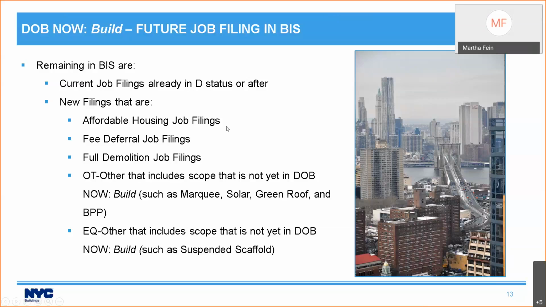Also remaining in BIS are affordable housing job filings, fee deferral job filings, full demolition job filings, other job filings that include scope that's not yet in DOB NOW: Build. That's things like marquee, solar, green roof, and BPP. And EQ other that includes scope that's not yet in DOB NOW: Build, such as suspended scaffold. Just keep an eye out for when those are moving over, but for now, every one of these is remaining in BIS.